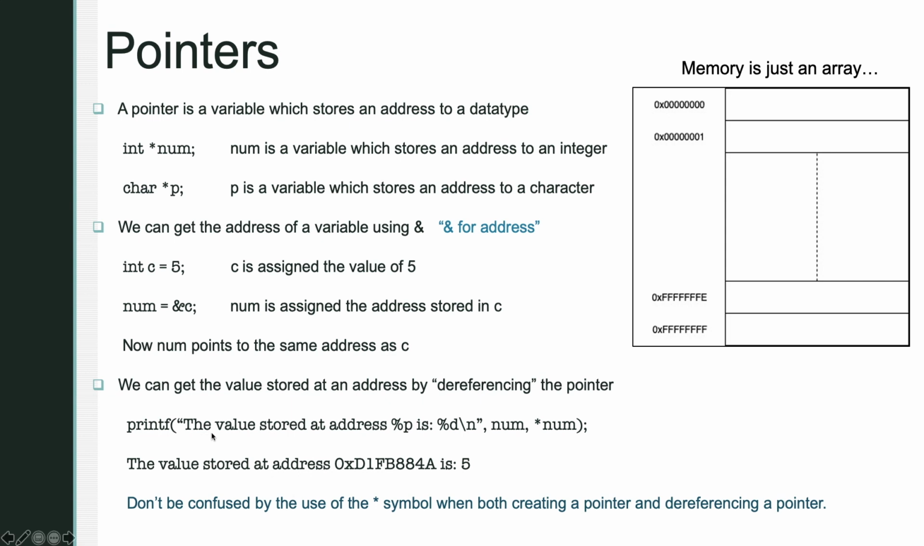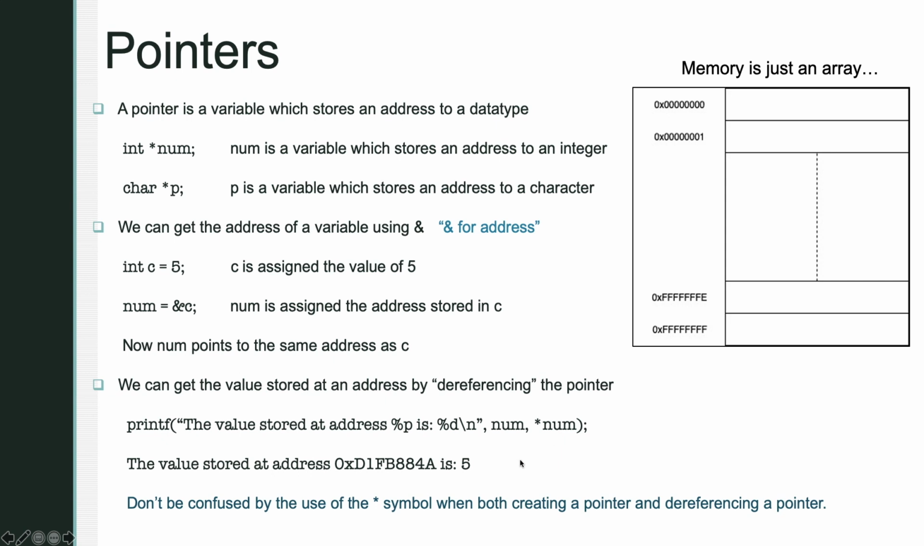So here we're saying the value stored at address. This is just a way of printf saying this is a pointer. So num is a pointer to an integer. It's a variable which stores an address to an integer. So this is an address, and we're saying the value stored at this address is 5. And we're dereferencing it by using star num.